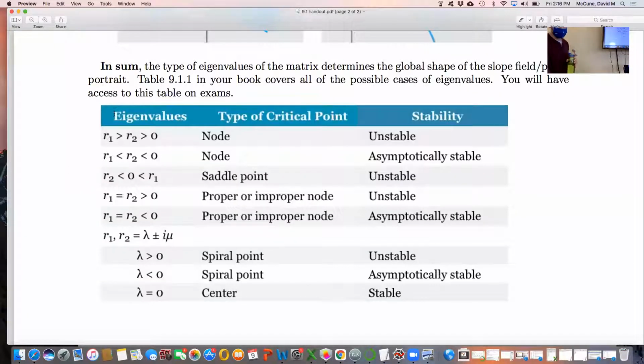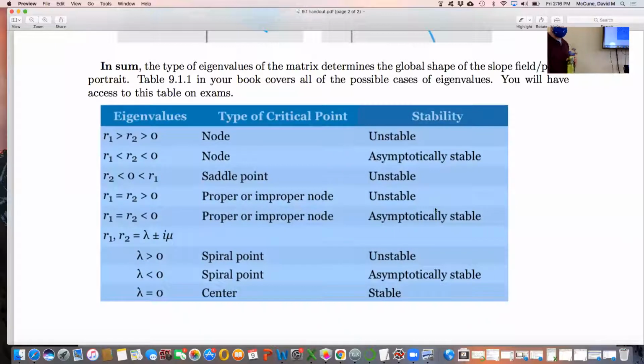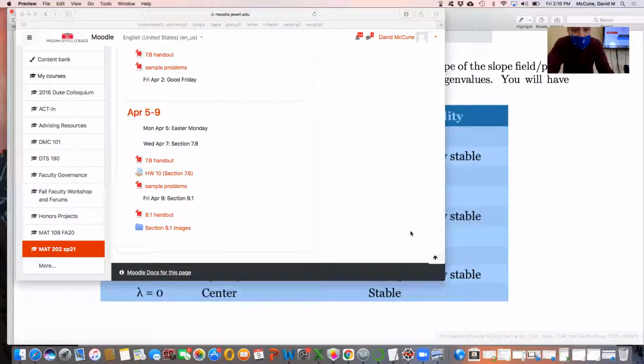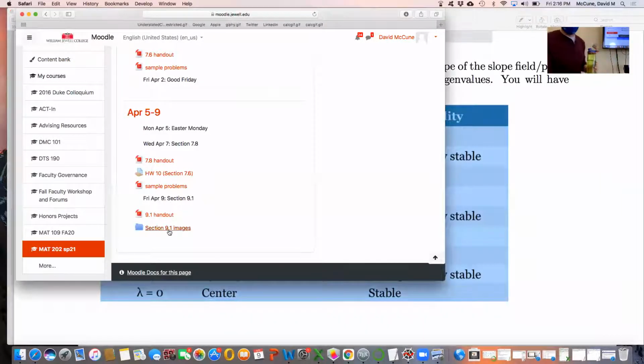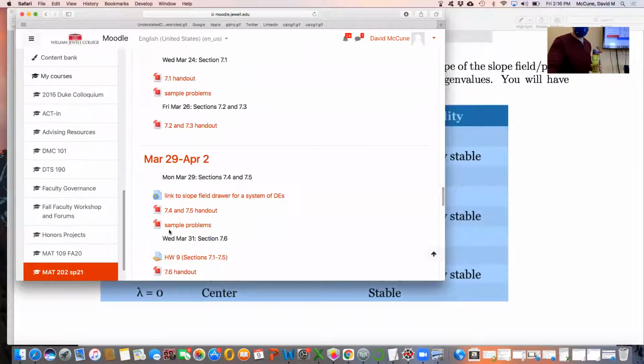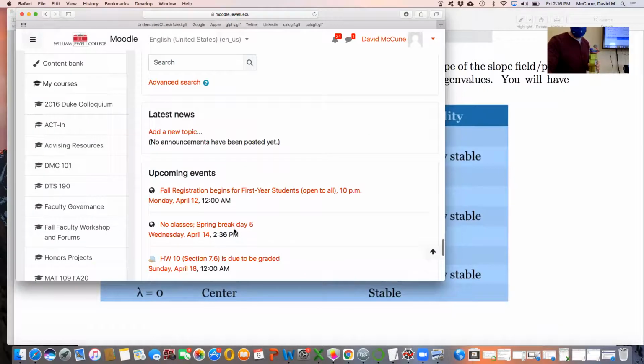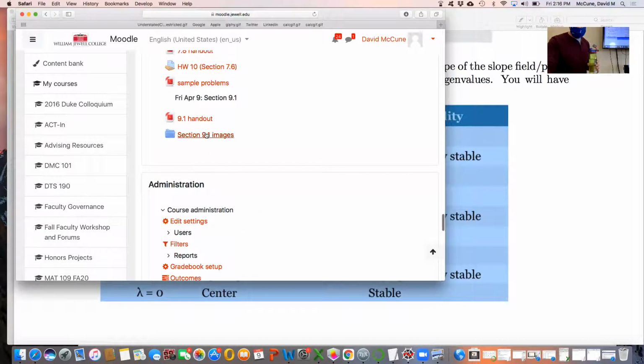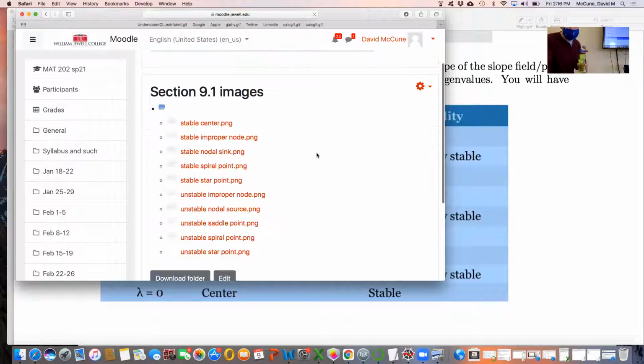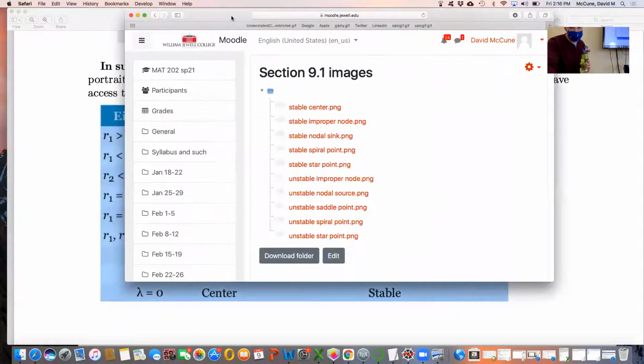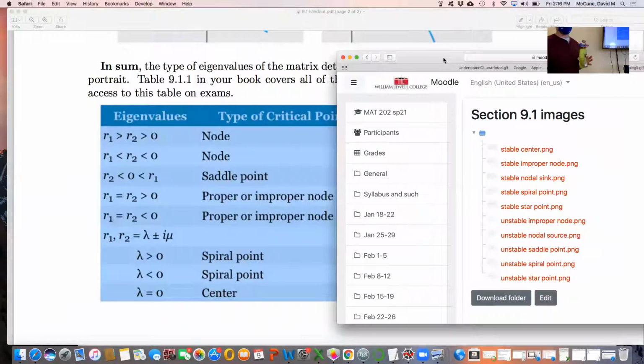So this table here is a culmination of the section. If you go to Moodle, I have a folder called section 9.1 images. If you want to see all the different kinds of these pictures, I have all of them listed here, including some that your book doesn't have. These are all the ones we'll need for the models we're going to build, but this is actually not a complete list.